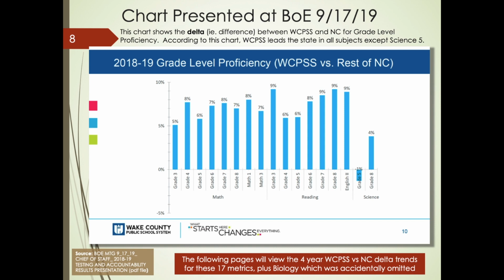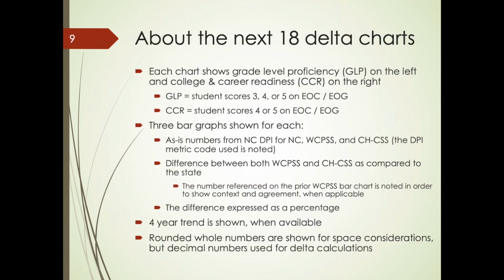If you look at this chart just casually, you would say, wow, we're leading the state in every one of these subjects except grade 5 science. That would be the conclusion you would have on this chart. I think it deserves digging in a little further just to see how we got here. Is this normal? Is this going up, going down, or where have we been before this to get to this point? So the next several pages are going to look at the 4-year trends of that data.